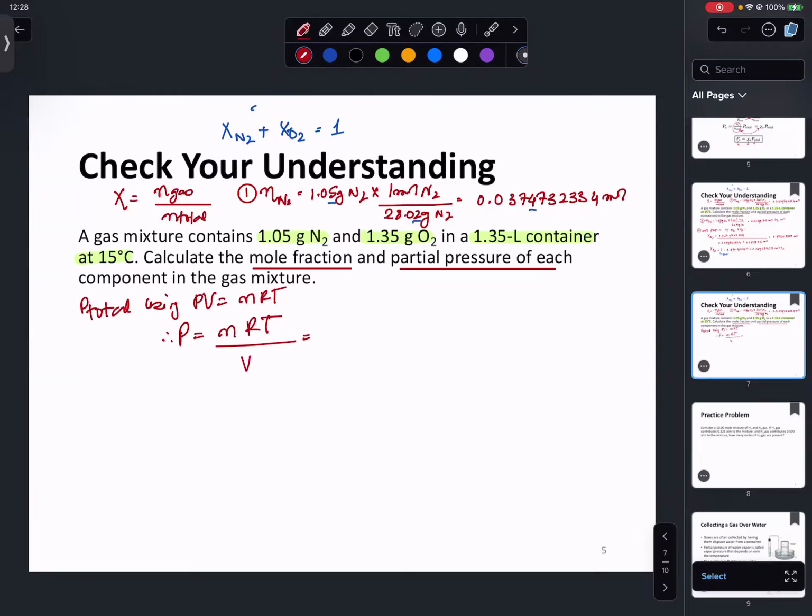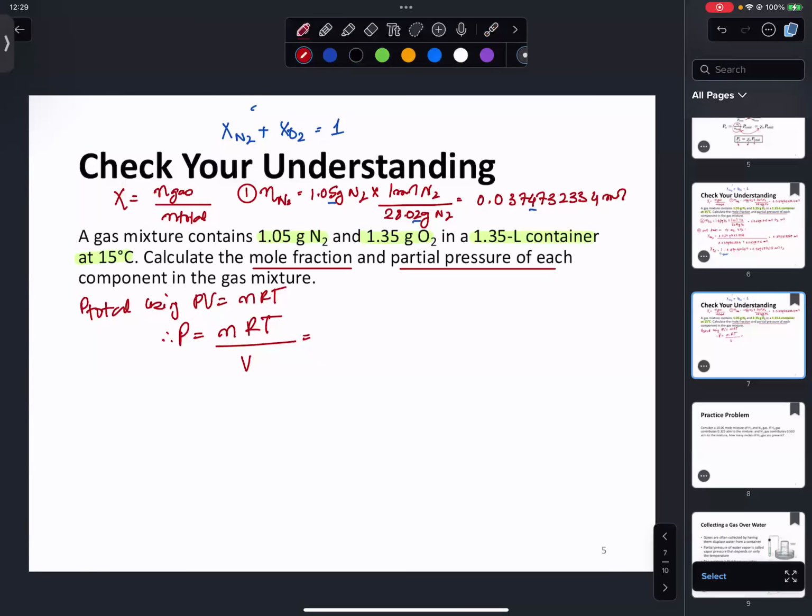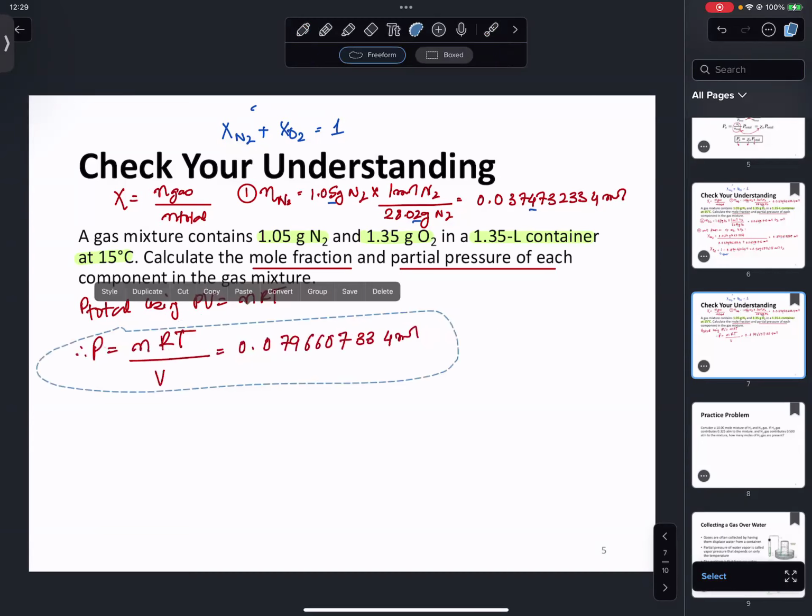Now, note that the number of moles is going to be the sum of the moles of nitrogen and oxygen. So this is why I kept the previous slide. We're going to add these two together, and when I add them together, I get 0.079660733 moles.